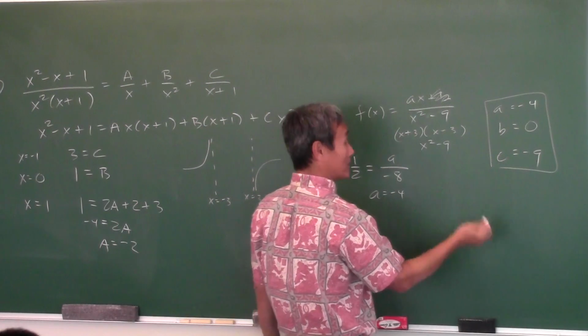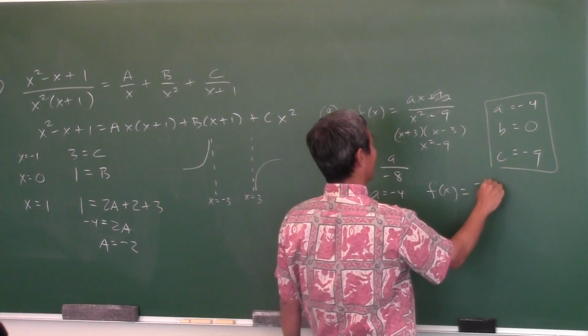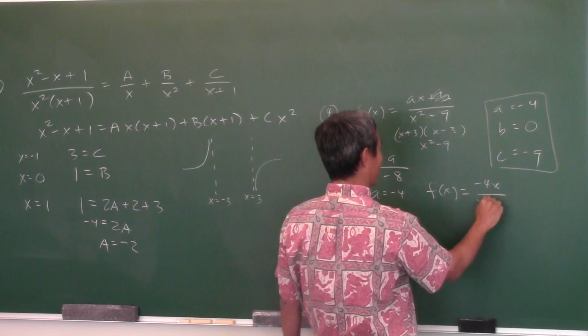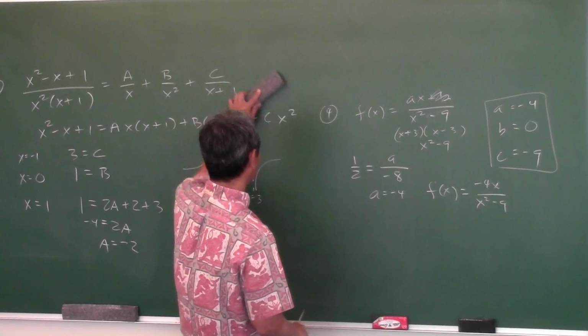It depends what I ask for, so do not write this: f of x equals negative 4x over x squared minus 9. Although I might feel sorry for you and just give it to you.